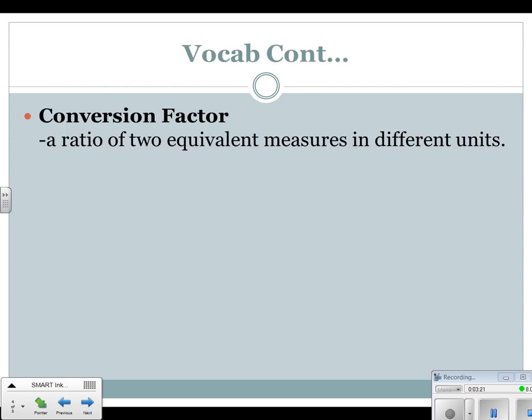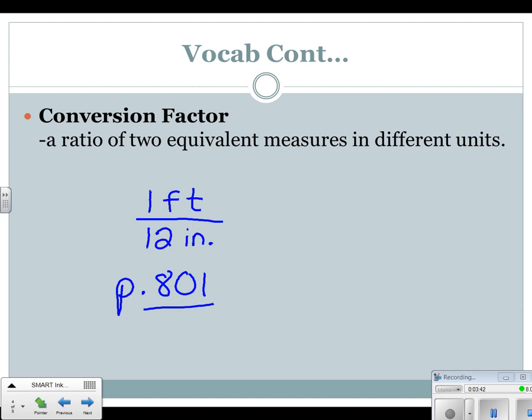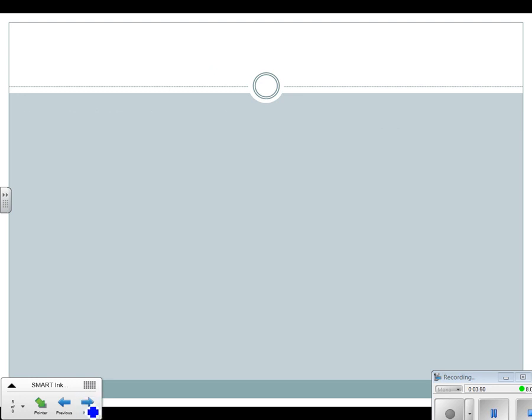A conversion factor is a ratio of two equivalent measures in different units. An example would be 1 foot is the same as 12 inches. That's an example of a conversion factor. And in your book, on page 801, there are many conversion factors for you to use. So use that as a resource.